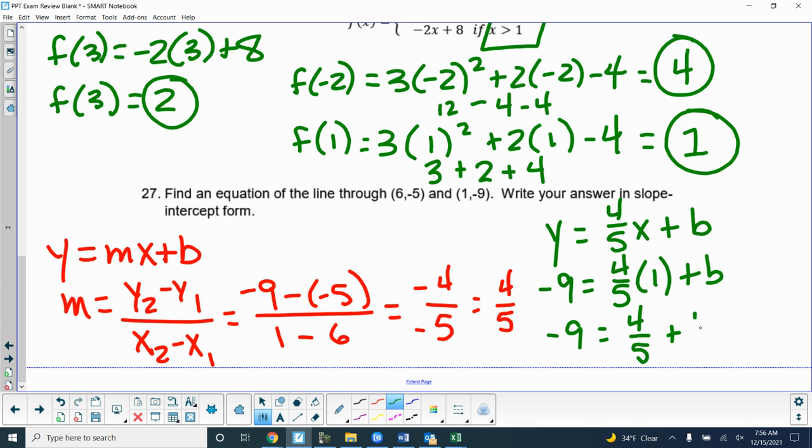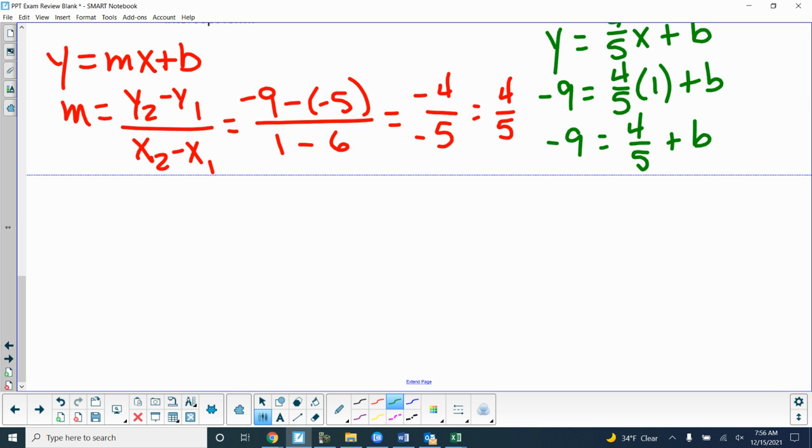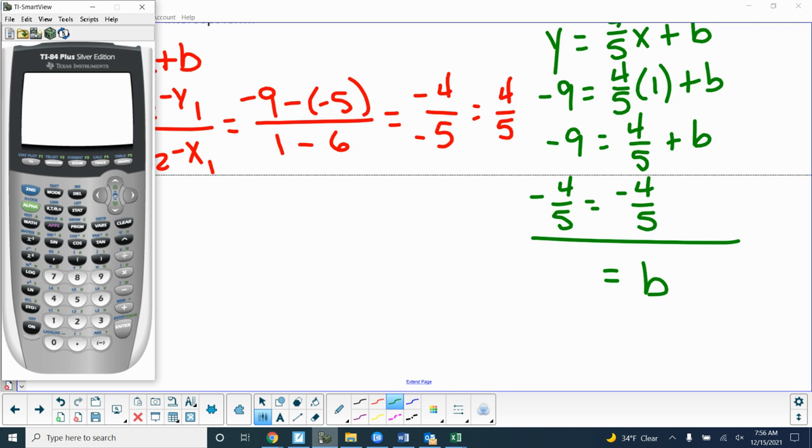What do I do with the 4/5 to take it over there? Subtract it, right? So all right, just do that in your calculator. -9 minus, and then just put 4 divided by 5 in parentheses. Okay? That's -9.8. You can write the decimal if you want. I like the fraction, so I'm going to hit math and enter twice. So it's -49/5.